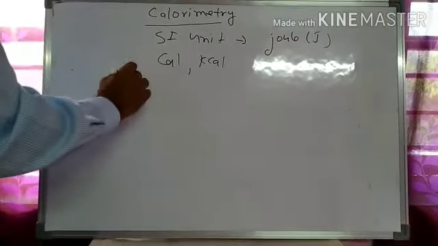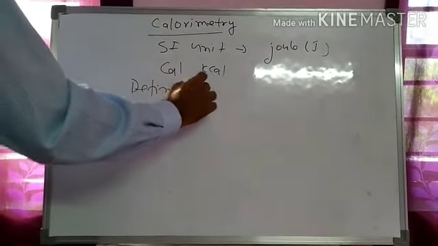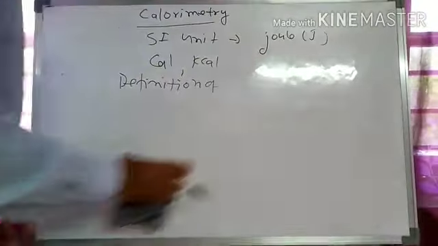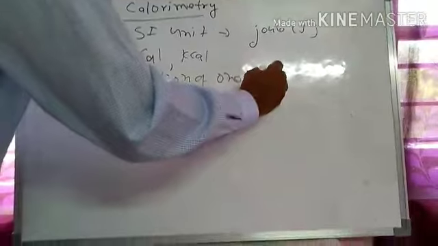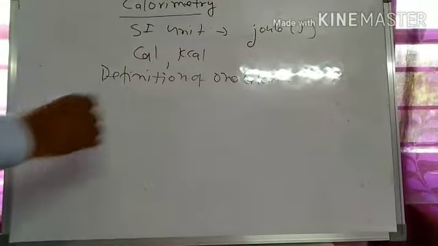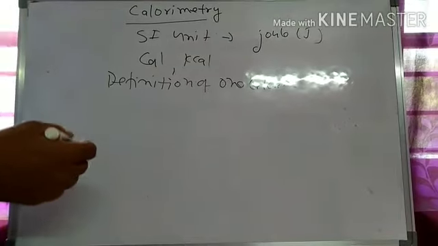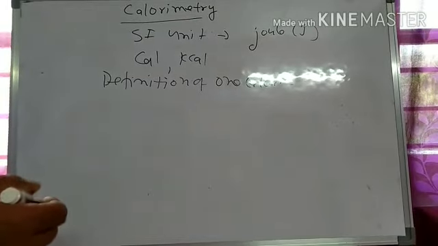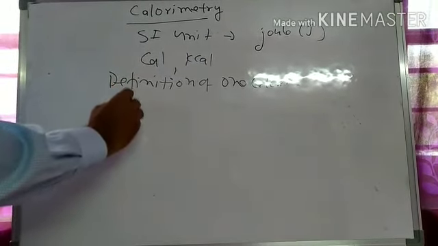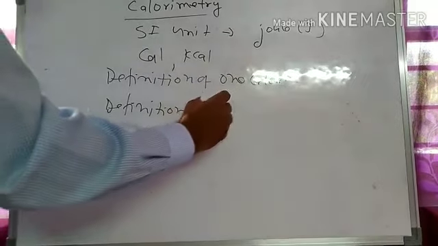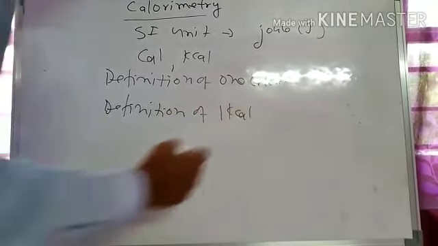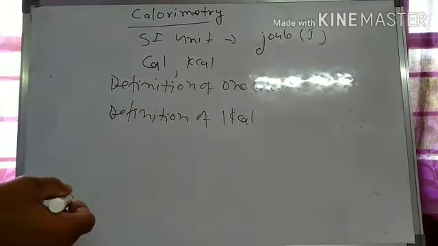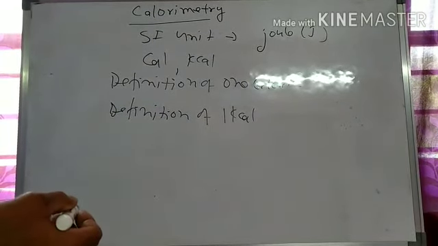Now definition of 1 calorie. It is defined as the amount of heat needed to raise the temperature of 1 gram of water through 1 degree Celsius or 1 Kelvin. Next, definition of 1 kilocalorie. It is defined as the amount of heat needed to raise the temperature of 1 kg of water through 1 degree Celsius or 1 Kelvin.